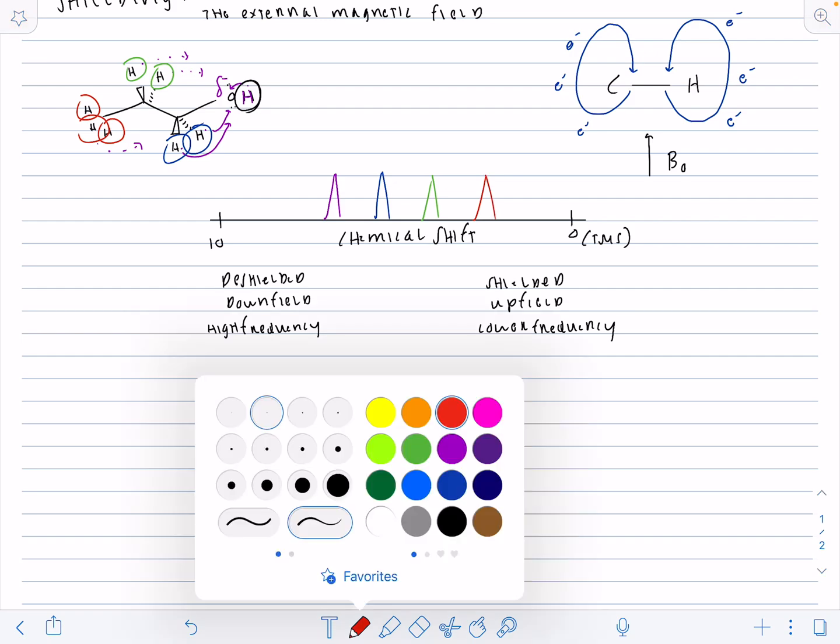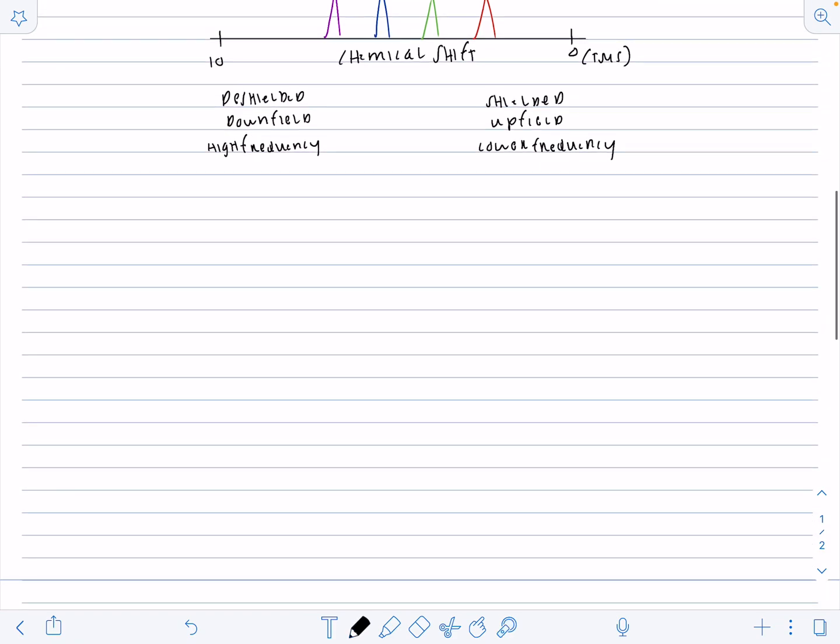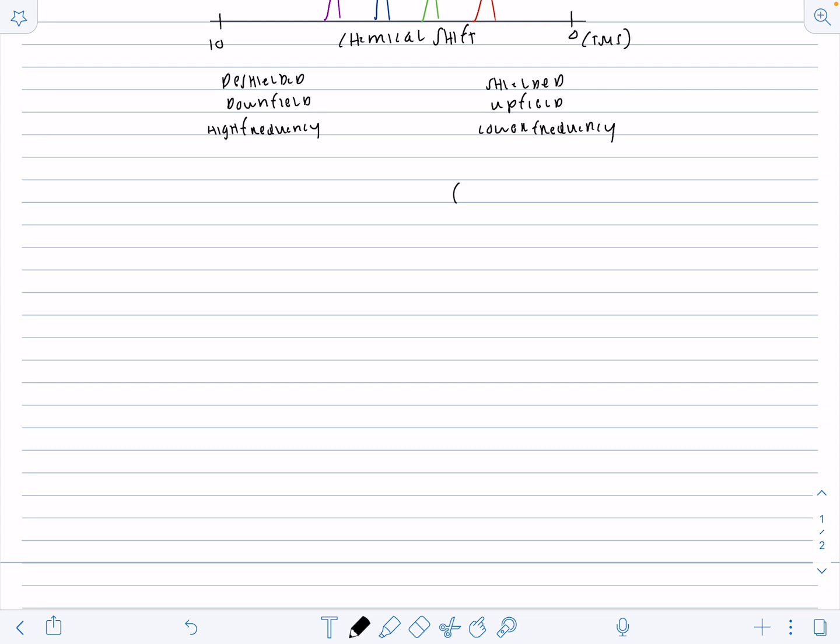So you can see that as the inductive effect is applied to the molecule, the closer the hydrogens are to the electronegative atom, the more de-shielded those protons will be, which means that chemical shift is a function of molecular structure. So I'm going to write that down. Chemical shift is a function, big F, of molecular structure.